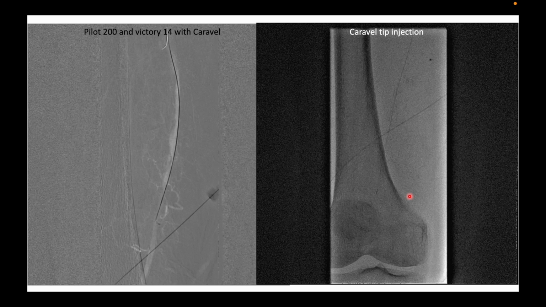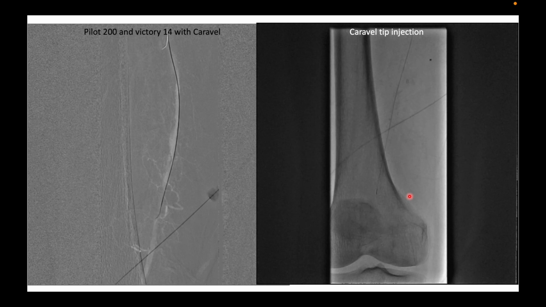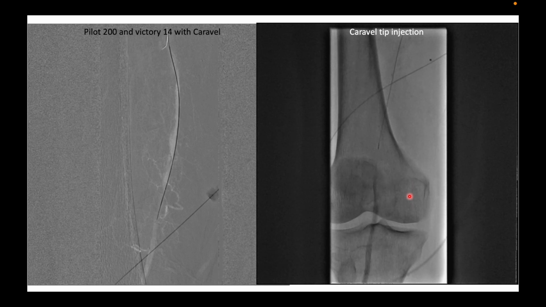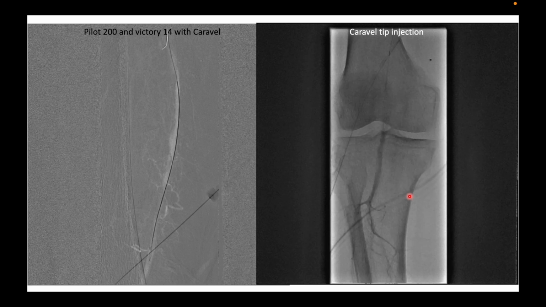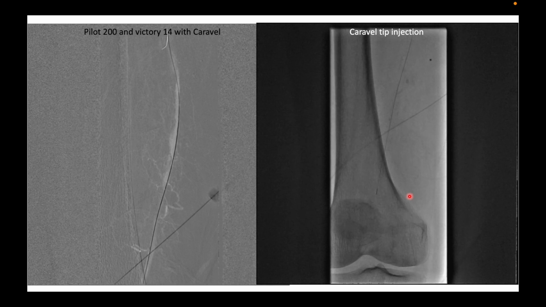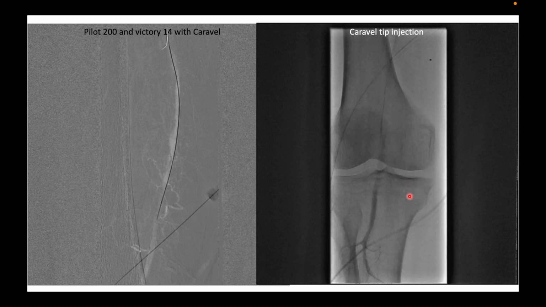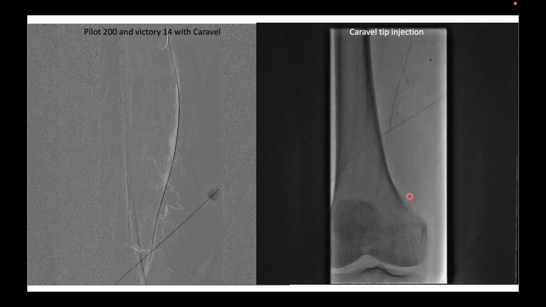So instead of moving on with the 035 wire, we changed over to our coronary workhorse wires. We've brought in a Caravel microcatheter through the sheath, and through that we've taken a Pilot 200 and then the peripheral CTO wire, that's a Victory 14. So in peripheral from Boston Scientific, V14 is their workhorse wire and Victory 14 is their CTO wire. So that's what we've used to cross.